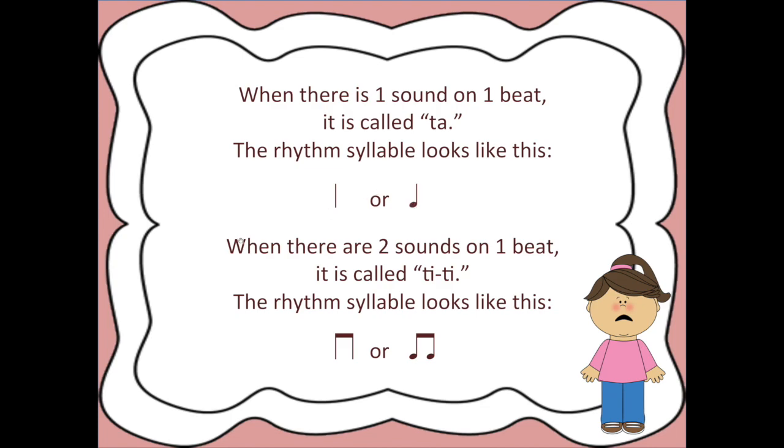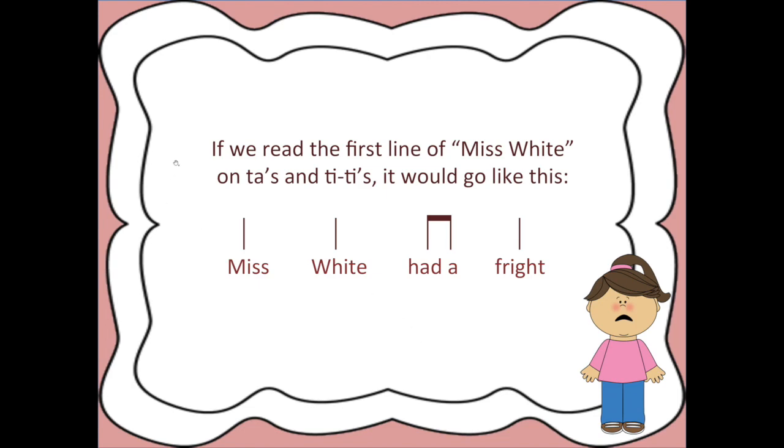Anyway, when there are two sounds on one beat, it is called TT. The rhythm syllable looks like this, and again, I usually write it like this, or with two note heads. If we read the first line of Miss White on tas and TTs, it would go like this. Ta, ta, TT, ta. Can you say that after me? 1, 2, here you go.